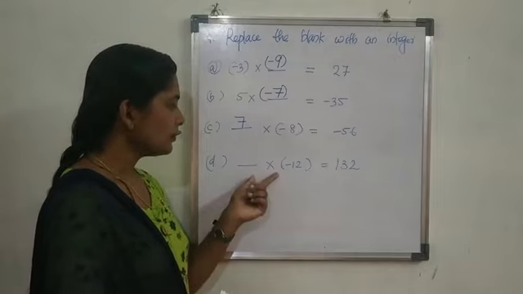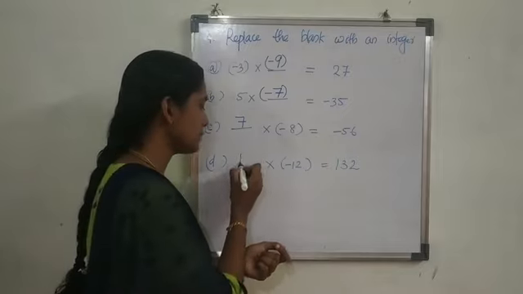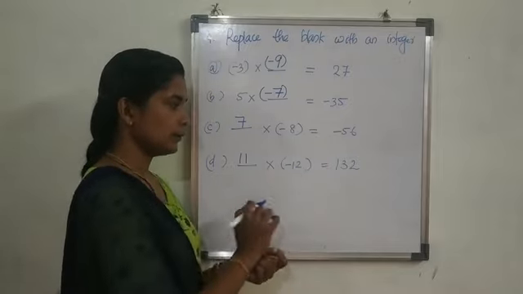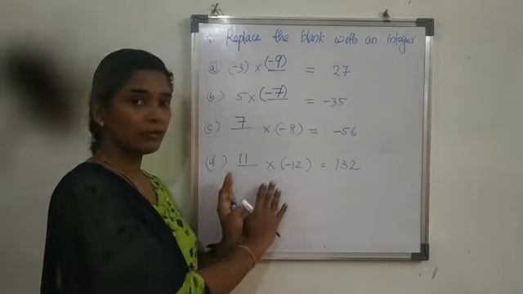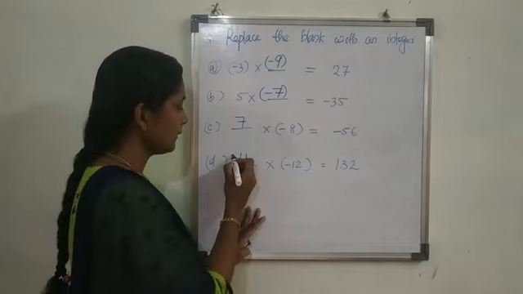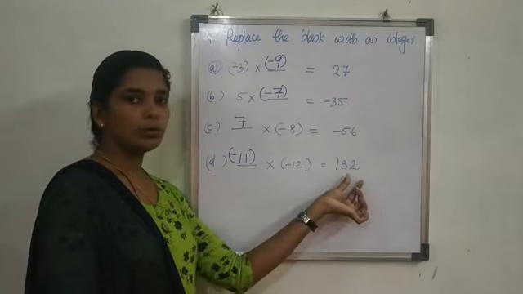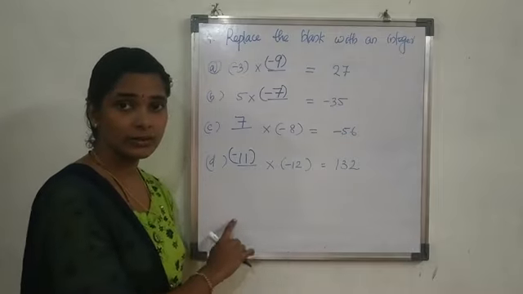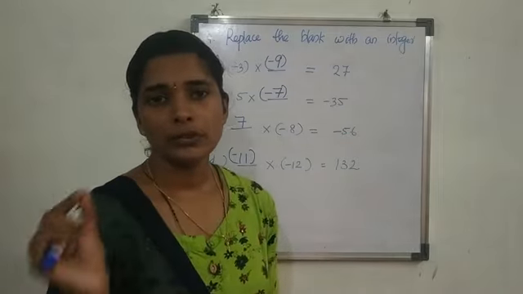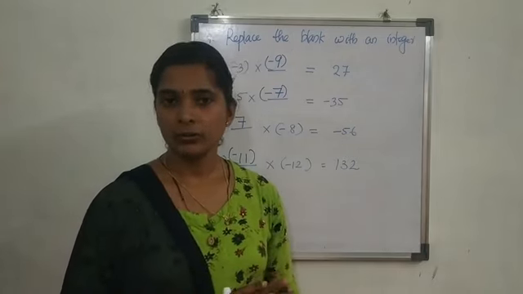Then, dash into minus 12 is 132. Dash into 12 is 132. Dash means 11 into 12 is 132. But 132 is positive. Therefore, an even number of negative integers must be there. Therefore, this minus 11 is also negative. Minus 11 into minus 12 is equal to 132. Okay. If the number of negative integers is even, then the answer is positive. And if the number of negative integers is odd, then the answer is negative. Okay. Remember that.